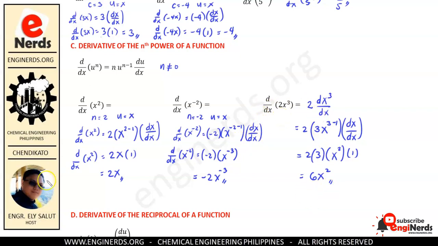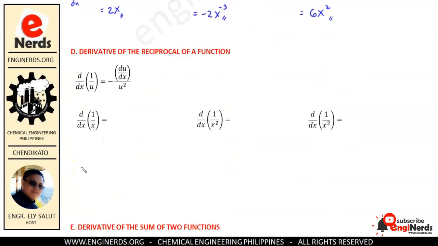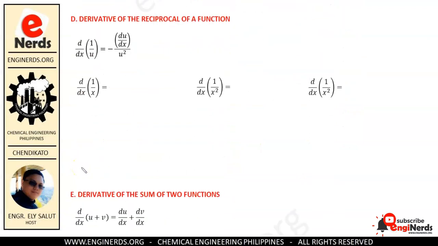So let's now go to part D, the derivative of the reciprocal of a function. So we have here our function on the denominator. If we have this case, what we will do is we will have a negative sign, and in the numerator of our fraction, we will take the derivative of our function. And then our denominator will be the square of our function. Okay? So, let's do that here.